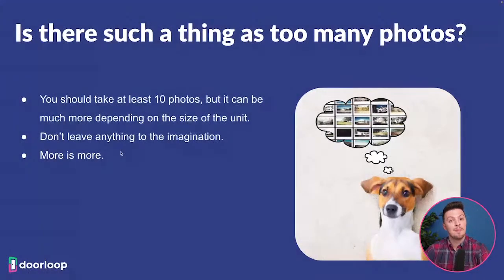So more is more. In general, let's say if it's an apartment, a one bedroom, a studio, don't be afraid to take 10 photos. And anything bigger than that, you can go up to 20, 30 photos. You probably don't want to exceed 40 photos because that is just way, way, way too much. Maybe for a bigger house, you might get close to that. But in general, I'd say that's a good range.